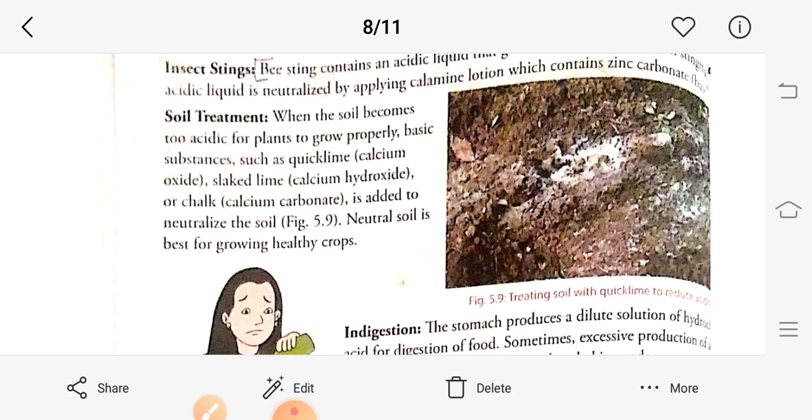So to decrease the acidity and to make the soil fertile again, we generally apply basic substances such as quicklime or slaked lime or chalk in the soil. If we add quicklime, slaked lime or chalk, which are bases, they neutralize the soil. Neutral soil is generally best for growing healthy crops.